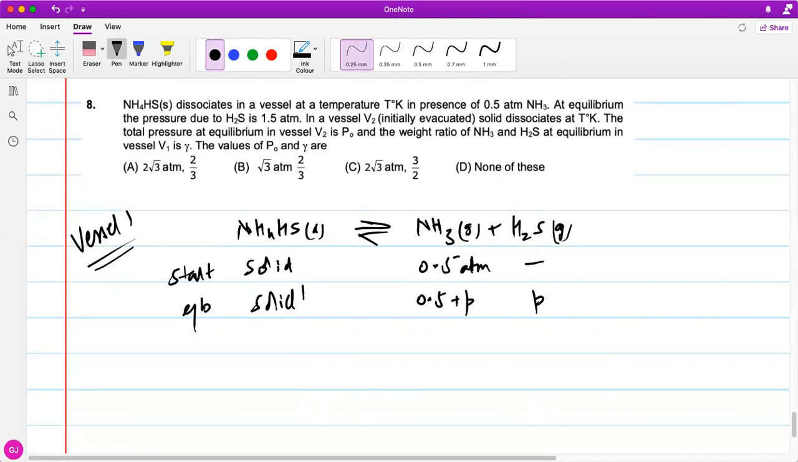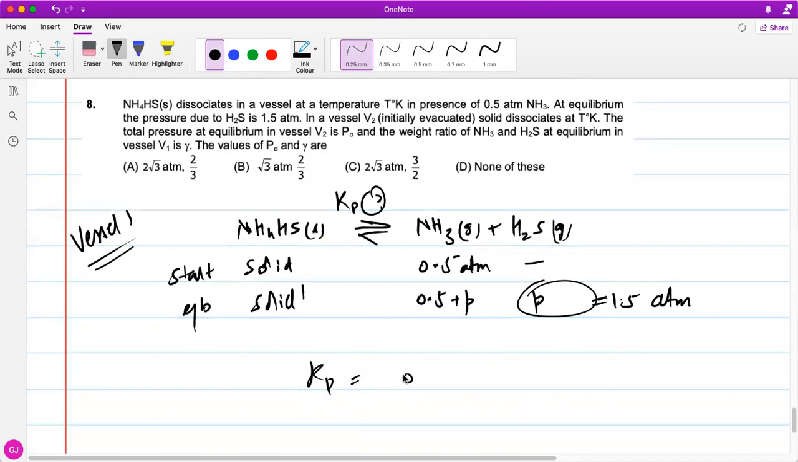It is mentioned that at equilibrium, the partial pressure of H2S is 1.5 atm. So you get the value of P, and as a consequence, you get the Kp of the reaction. Kp expression will be 0.5 plus small p, that is partial pressure of NH3, into partial pressure of H2S. At equilibrium, the pressure due to ammonia is 1.5 plus 0.5, which is 2. So Kp is coming out to be 3. Yeah, correct.